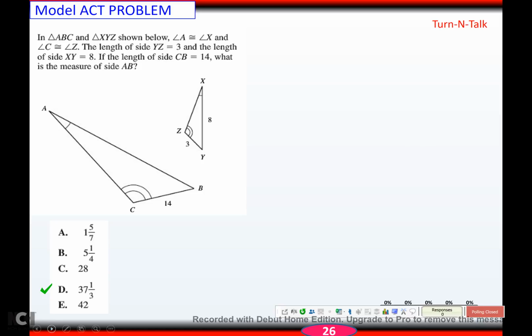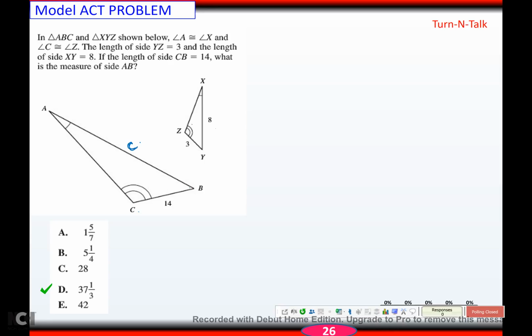Alright, it says in triangles ABC and XYZ shown below, angle A is congruent to angle X and angle C is congruent to angle Z. They marked them for us. The length of side YZ is 3 and the length of side XY is 8. The length of side CB is 14. What is the measure of side AB? So they're wanting us to find little c.